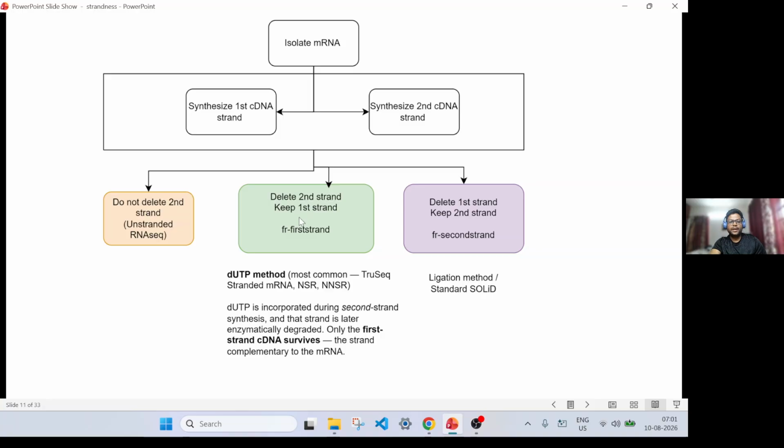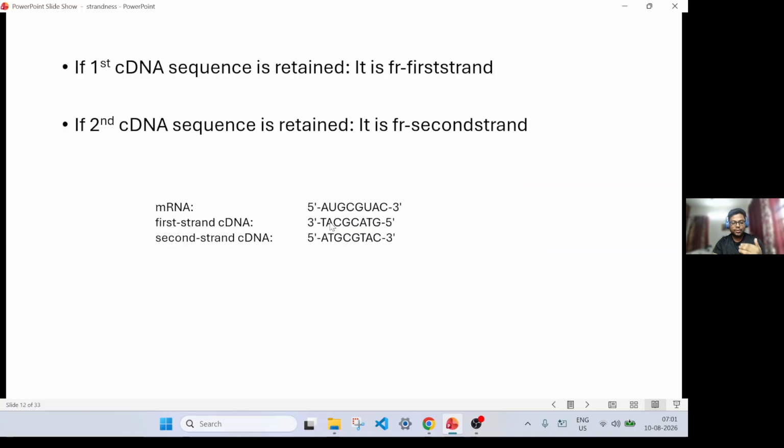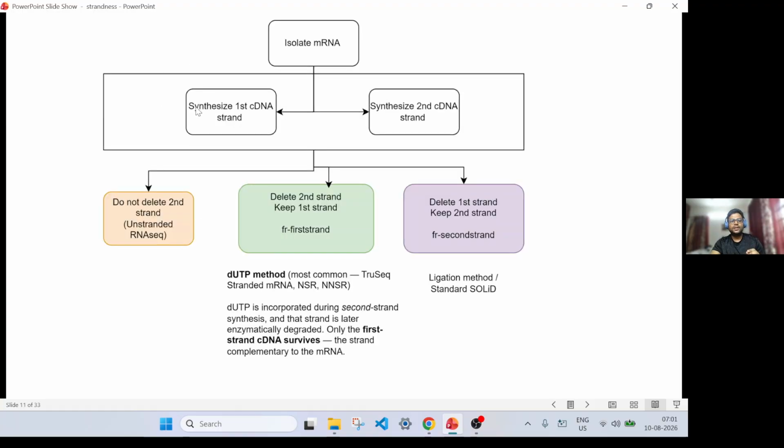In this green one, you are deleting the second strand and keeping the first strand only. That means all the reads we get will come from the first cDNA as the template. Alternately, we do the opposite: here we are deleting the first strand and considering the second strand. So the names will be fr-firststrand and fr-secondstrand.